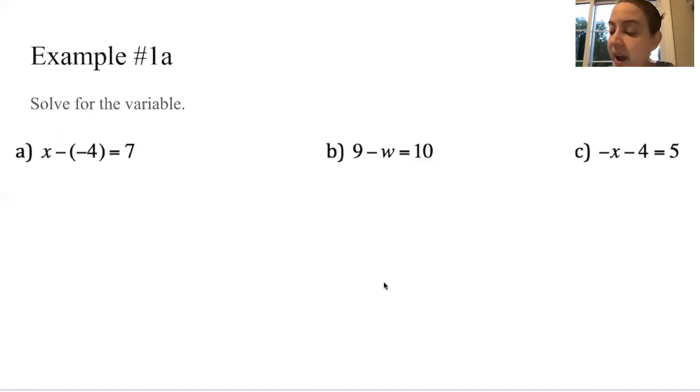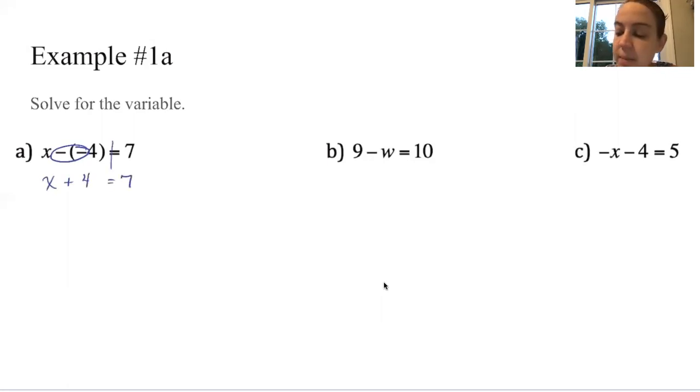So let's look at letter A. We want to solve for the variable, x minus -4 equals 7. This minus a negative is really plus. So I would rewrite this as x plus 4 is equal to 7.